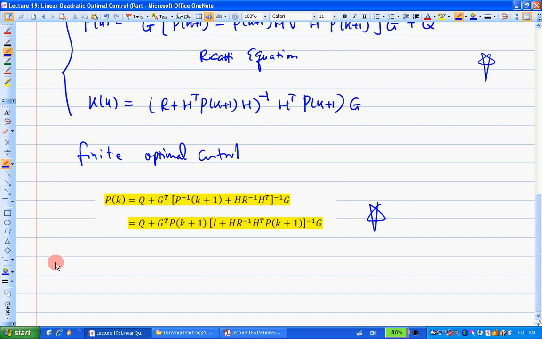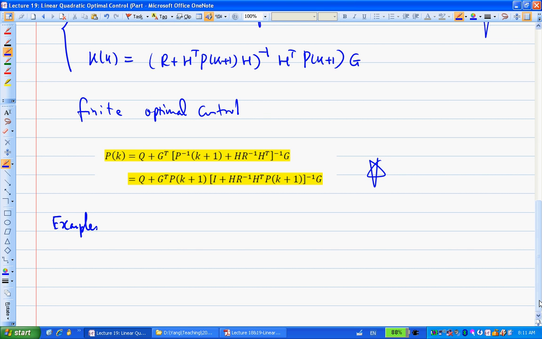Okay, so let's see an example right here. Now this example, in terms of writing the example, it's not that. So I'll give you a scalar system. Okay, so let's say I'll give you a scalar system in here. And let's say, assuming that initially x of 0 is 1.